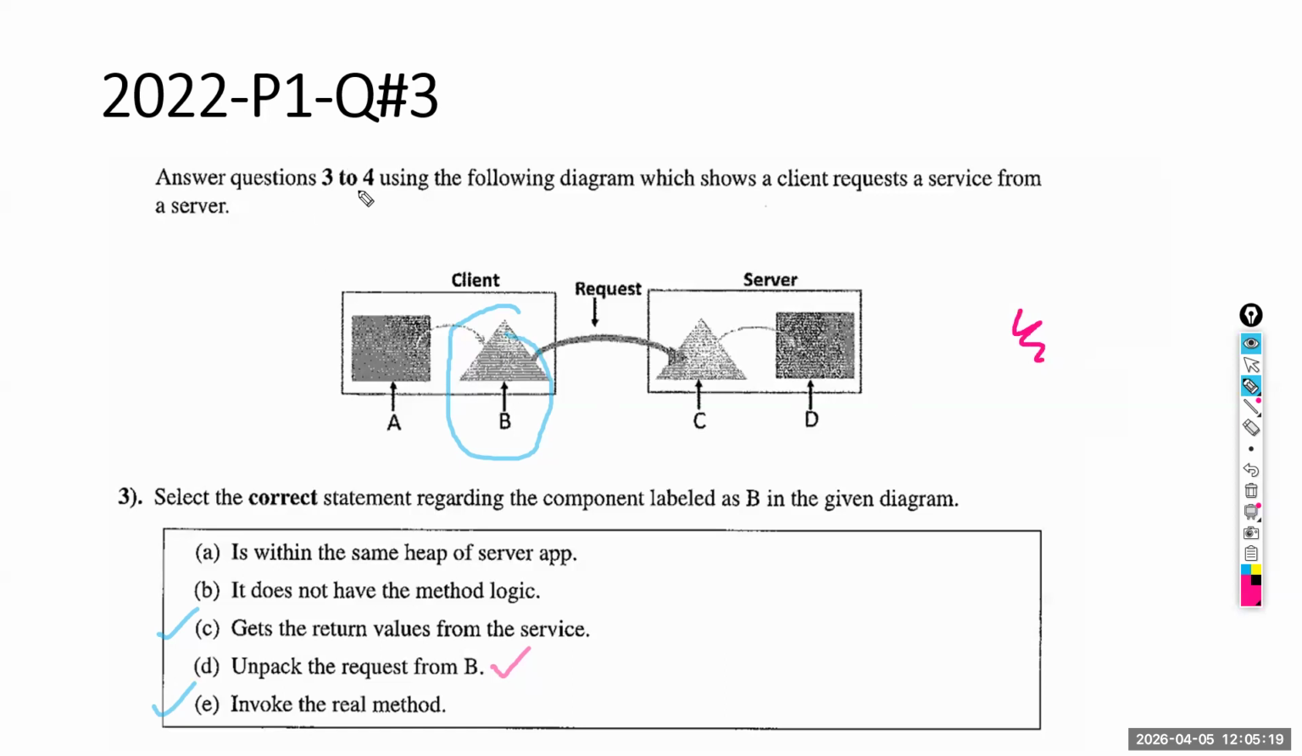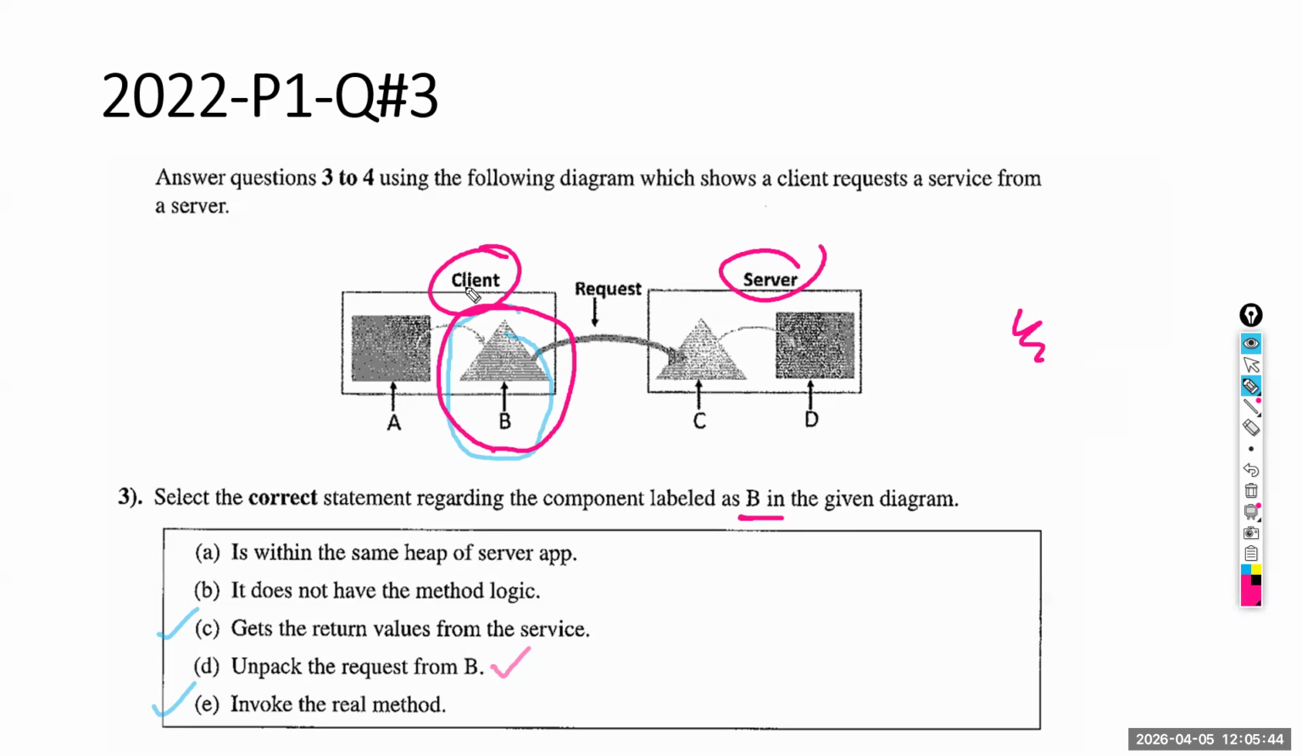Answer question 3 and 4 using the following diagram, which shows the client requesting a service from a server. What is the correct statement? Select the correct statements. B is within the same heap of the server.